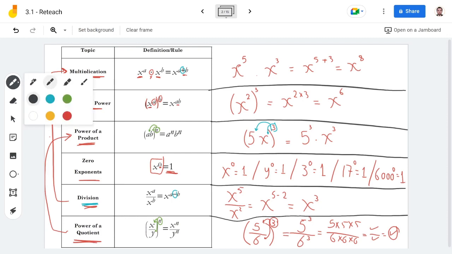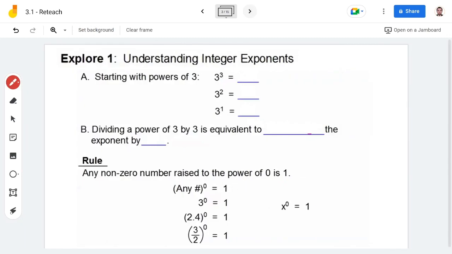Okay, now let's go to my lesson, which is talking about understanding the integer. So let's start with the power of a 3.